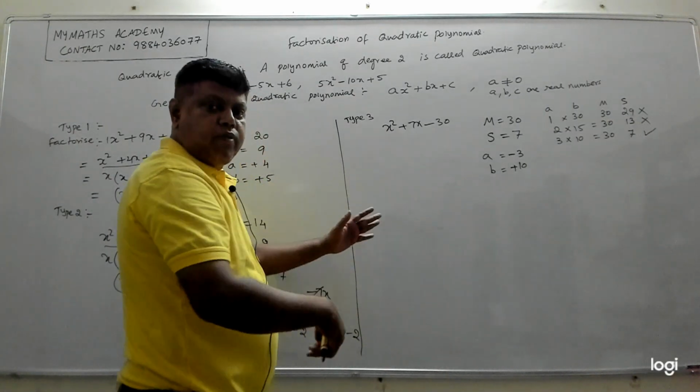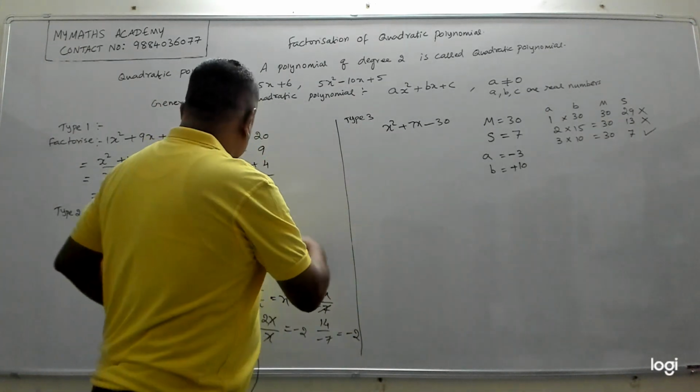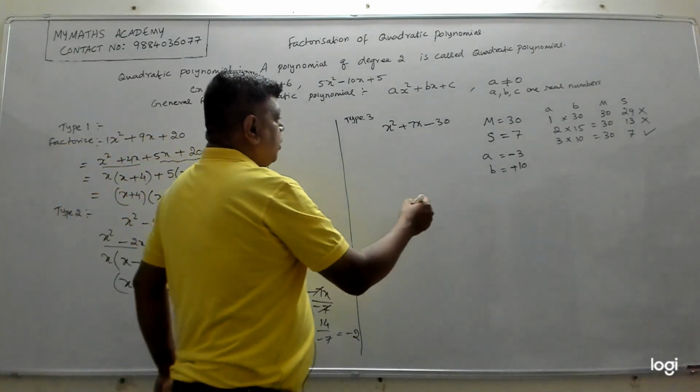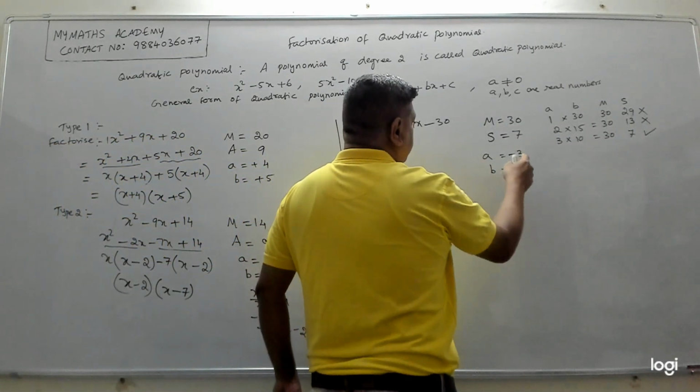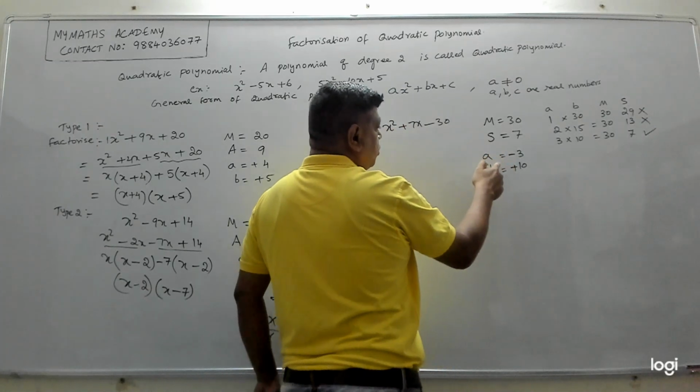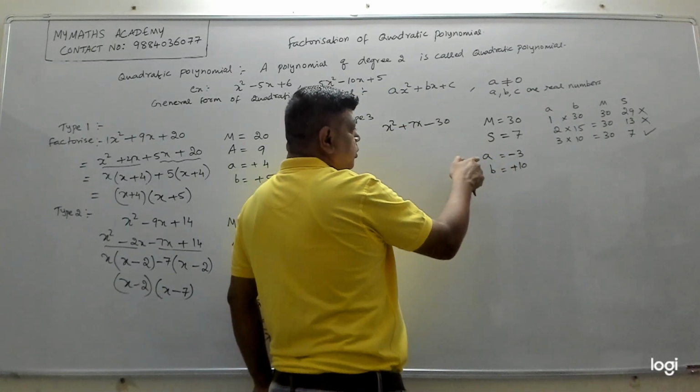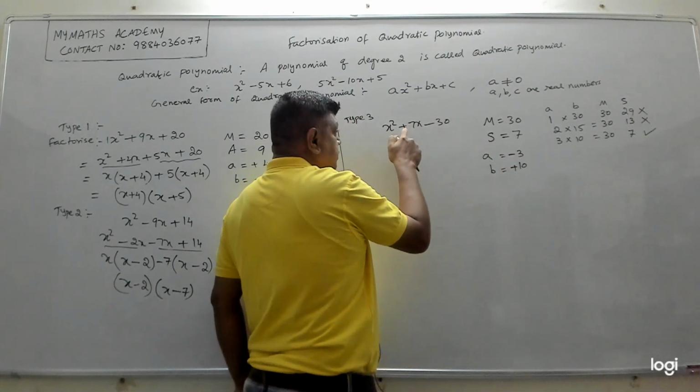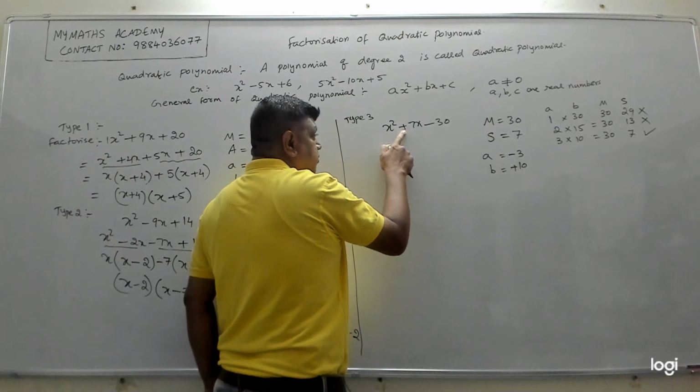That is the fourth type, which we will do in the next problem, type 4. So we have found the numbers 3 and 10, and then we decided the sign also. We know one is positive, the other one is negative. To check which is positive and which is negative, we have to take this sign and put this sign for the greater number.